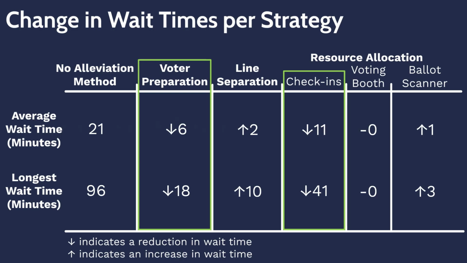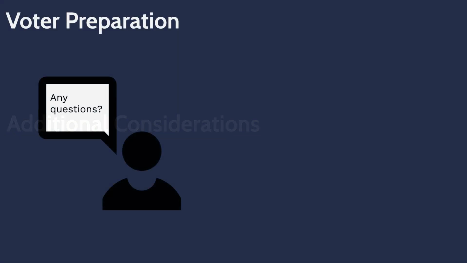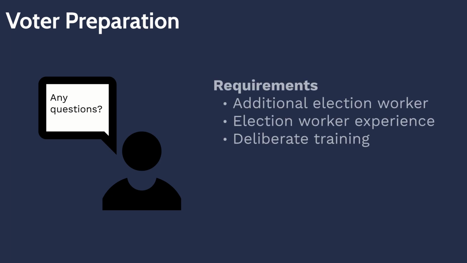voter wait time. While the methods described offer different reductions in wait time, each strategy has associated positive and negative characteristics. The voter preparation method may require an additional staff member dedicated to line monitoring and preparing voters. Additionally, the success of this method may rely on the election worker's ability to effectively convey information and address voters' questions. For instance, an experienced election worker may effectively reduce wait times more than estimated.